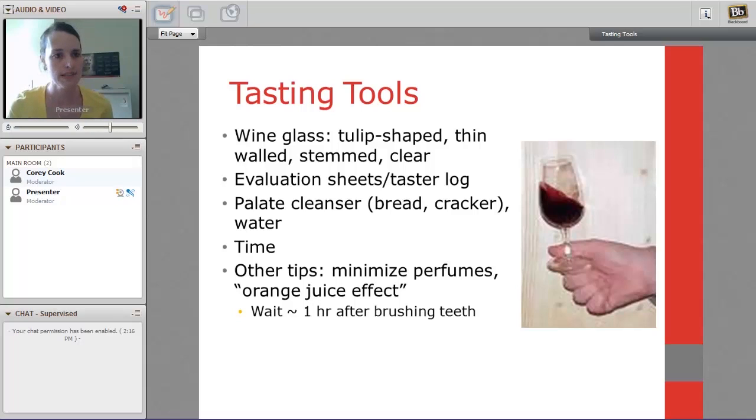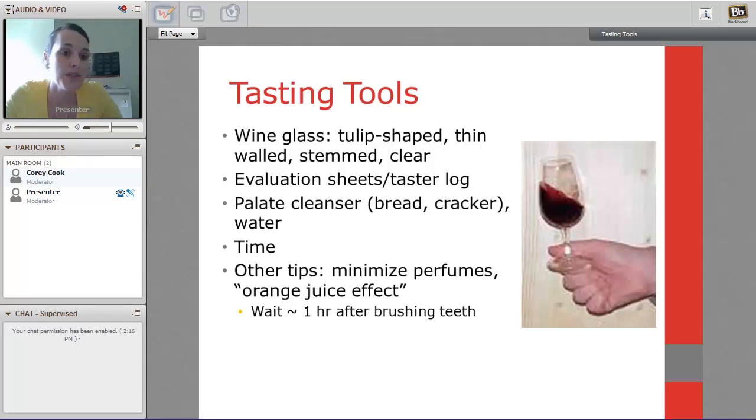It's thin-walled, it's stemmed, so that you're not transferring any of the temperature from your hand to the wine, especially for white wines. Maybe for red, you want a goblet or a type of glass where you just hold the wine directly. It's also clear, so you can observe the wine color. Evaluation sheets and a taster log, and that'll be in a couple more slides. We'll talk about that. So it's a way of recording your evaluations. And this is something you probably want to customize for what you look at and the vocabulary that you use. A palate cleanser, so bread and cracker, water, of course. A physical one is good as well, so bread or a cracker that can really get in there and interact with those tannins that get on your teeth.